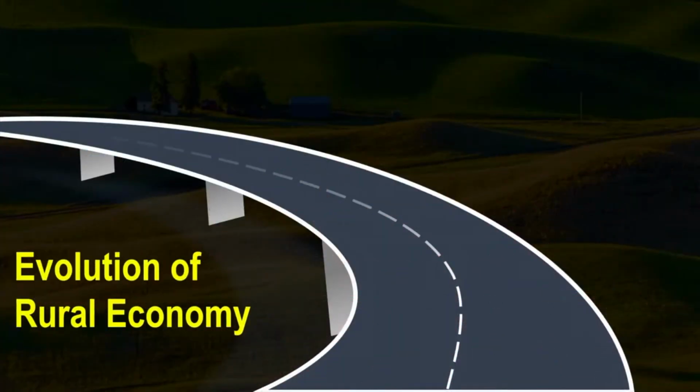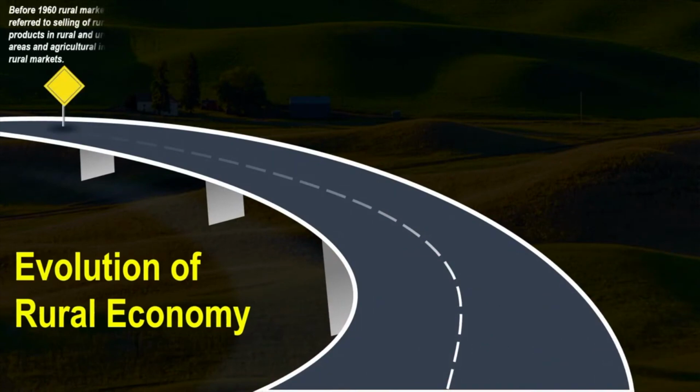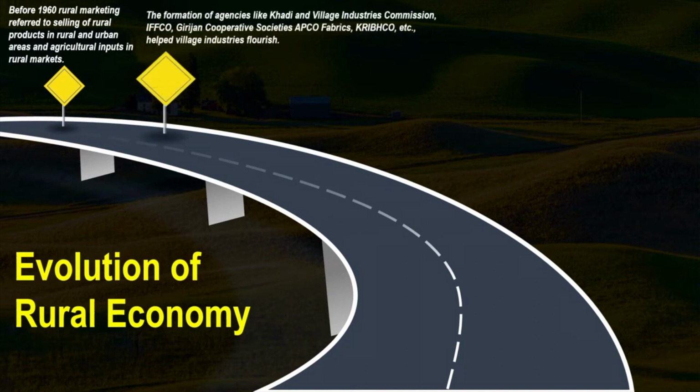Now, how does the evolution of rural economy happen over the last 100 or 75 years since independence? Before 1960, rural marketing referred to selling of rural products in rural and urban areas and agricultural inputs in rural markets. So, that was the extent of the rural market. It was treated as synonymous to agricultural marketing basically.